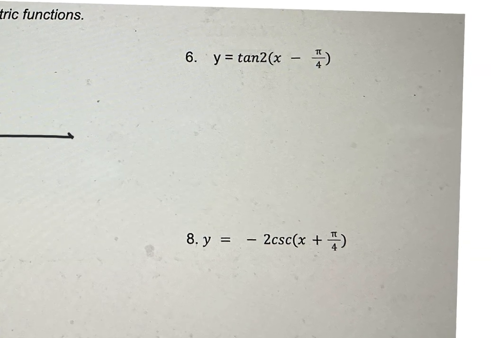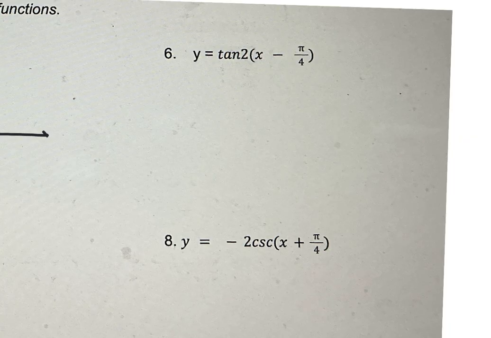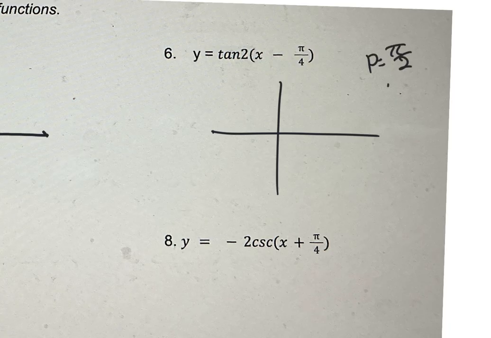All right, let's go to 6. 6 is tangent. Go ahead and draw the graph here. Tangent, there's a 2 in the front. Remember, the period for tangent is pi divided by b, so it's pi over 2 this time. That's the period, and it's been shifted. I don't know why I just drew that, writing what's inside there. The phase shift is pi over 4.